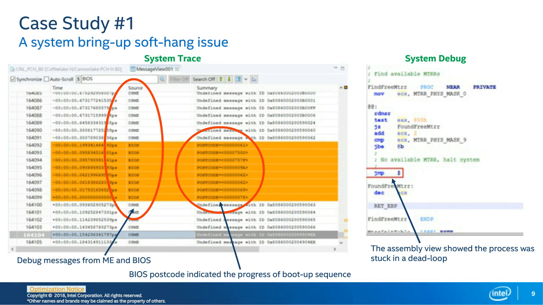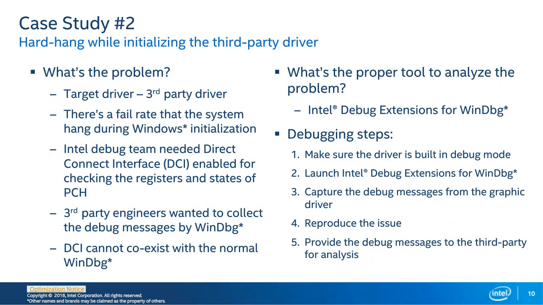This case, or you can say story, is about how a third-party vendor used the Intel debug extensions for Windbg to debug their kernel driver. One of our customers adopted a third-party solution in the project, but it had a chance to meet a hard-hang issue during the third-party driver initialization. The fail rate was low, but the problem was critical.